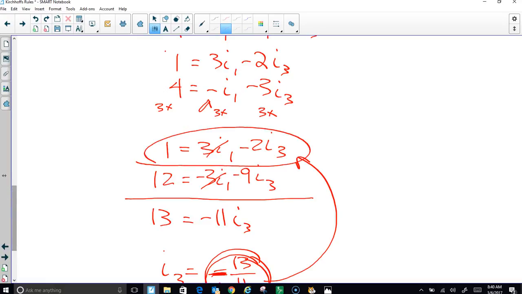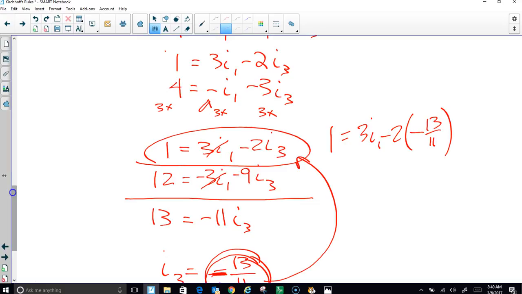So we're going to put that in for I3. Going backwards. So 1 equals 3I1 minus 2 times negative 13/11. I'll stick with the rational numbers instead of the decimals for now.